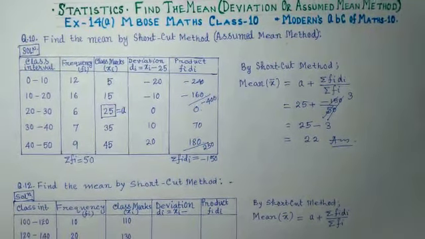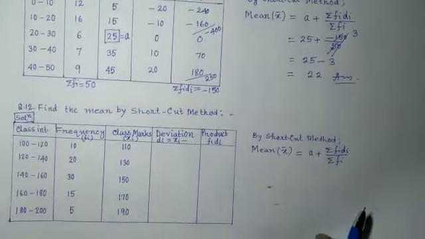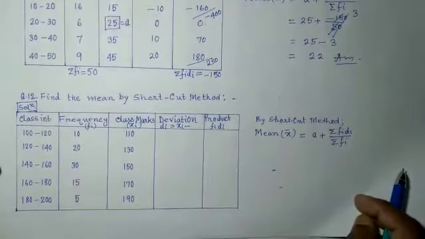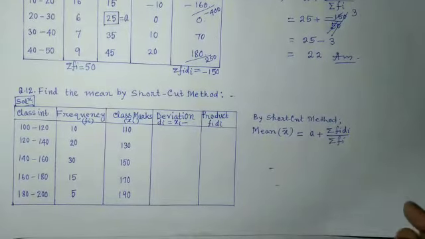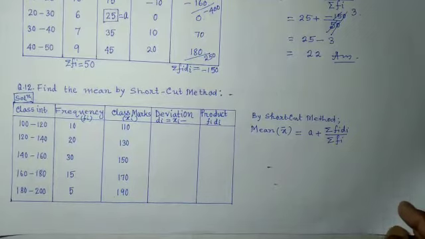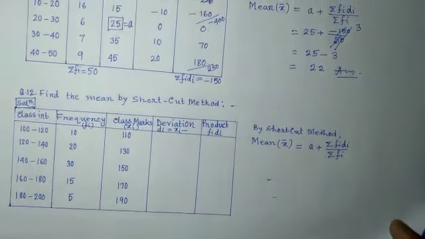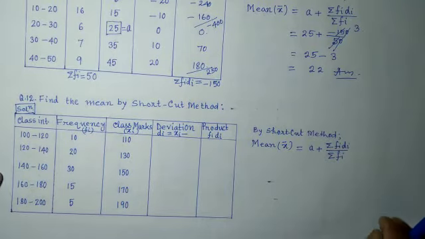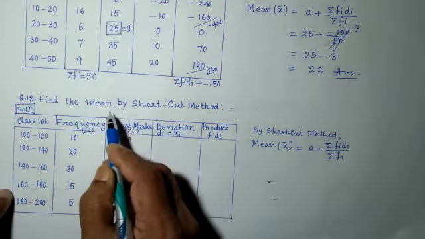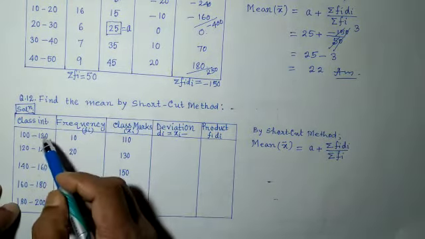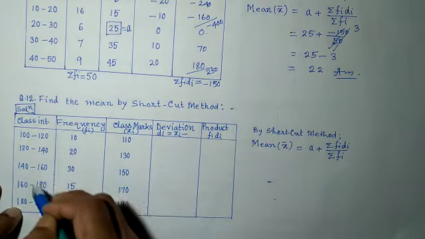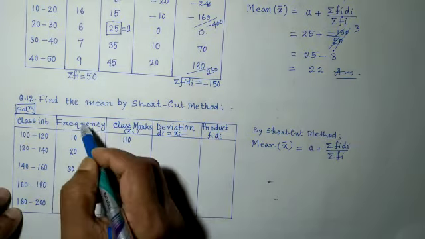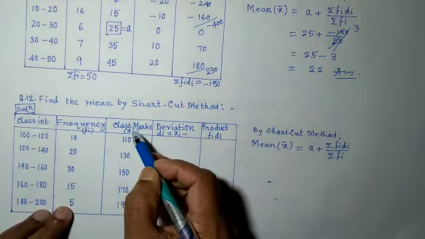Question number 12. See this question number 12. Here it is: find the mean by the shortcut method. I have already written the question in tabular form. Here is the class interval, here is the frequency, and the class mark.